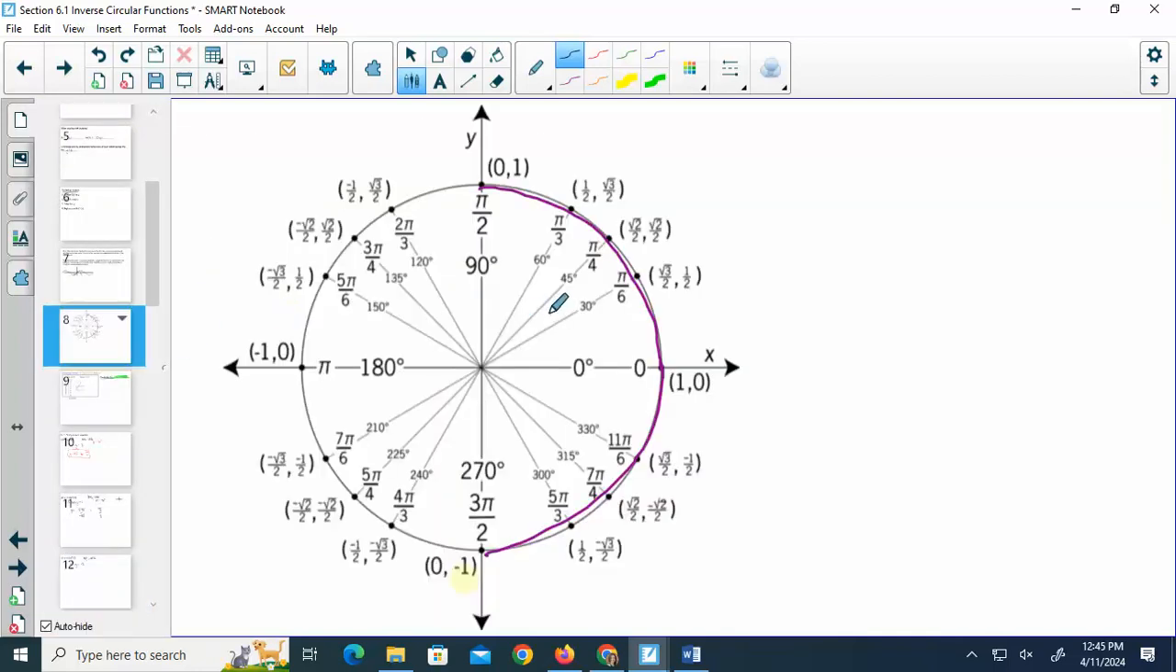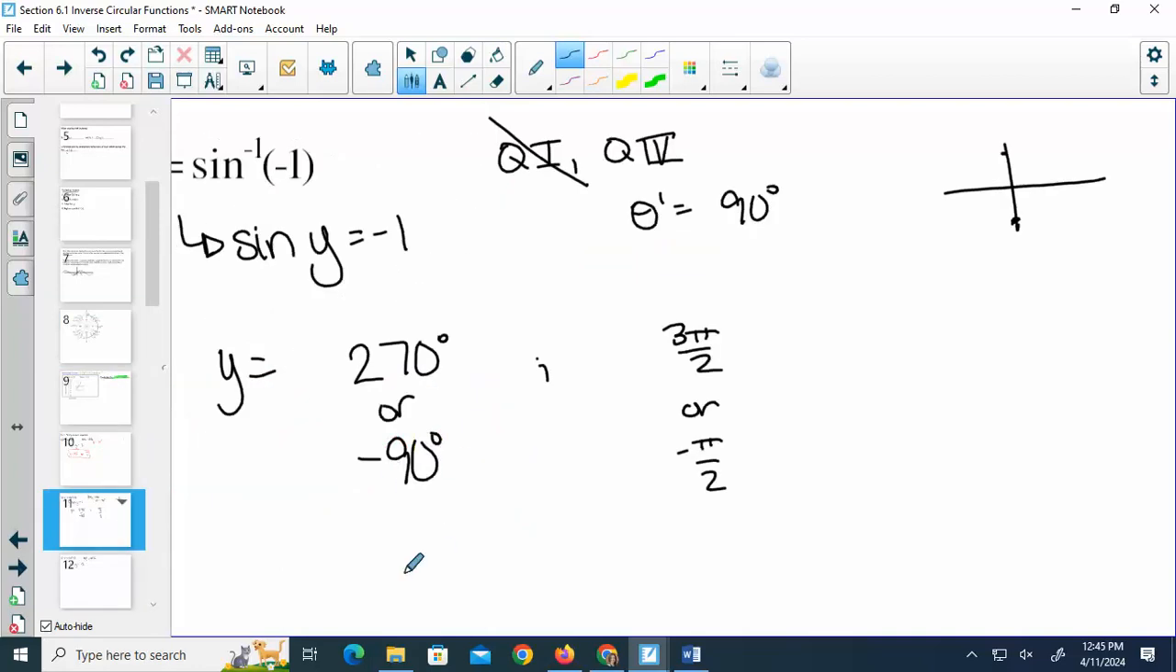Okay, think about your circle. Sine is the y. When does y equal -2? Never. Can it be -2? No. So what's my answer? No solution.